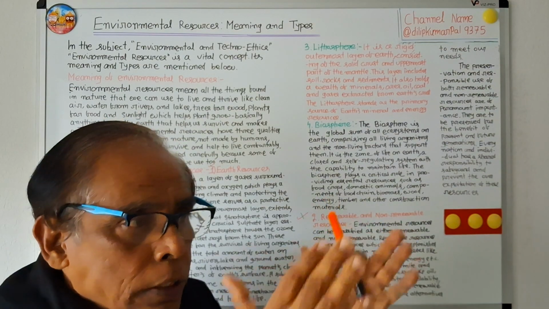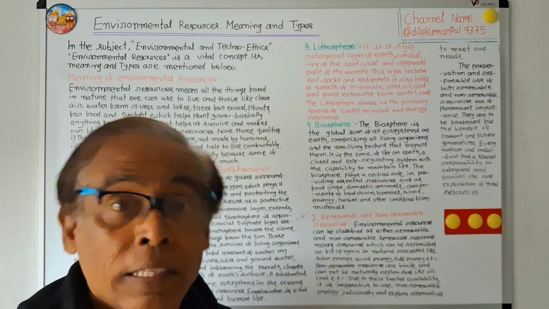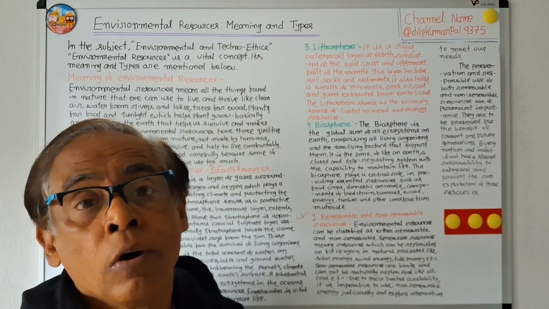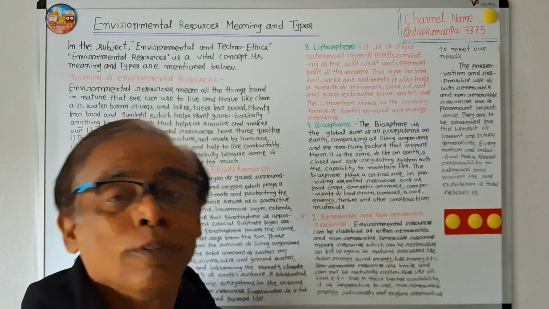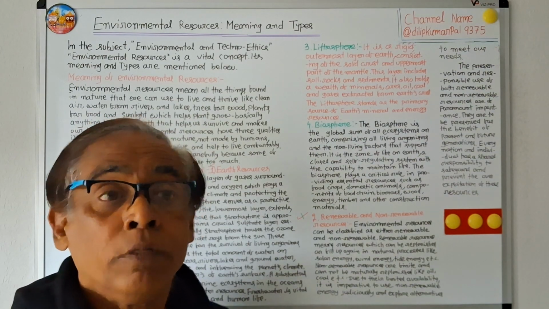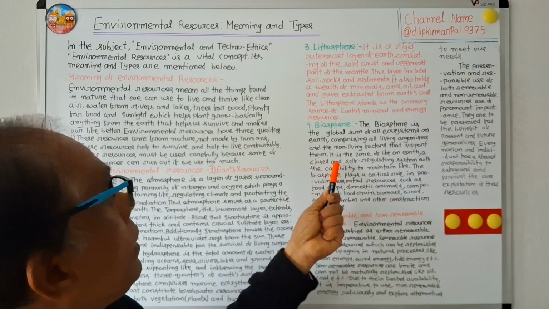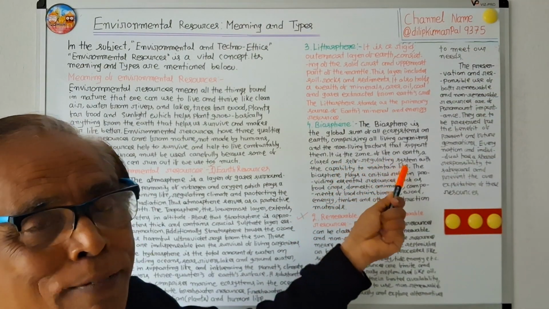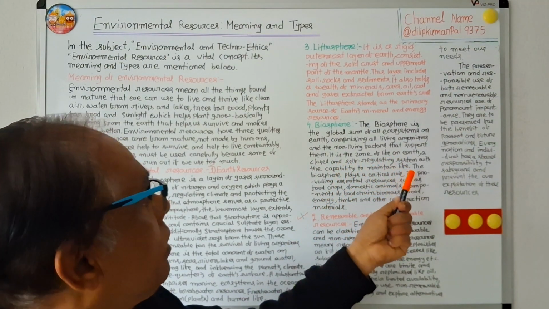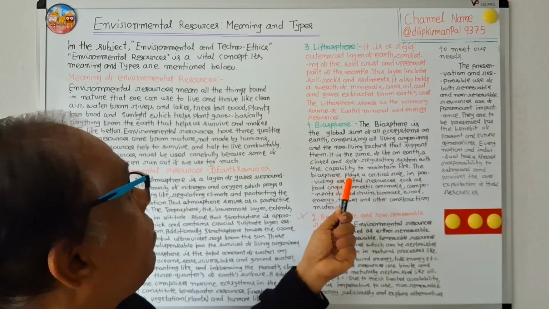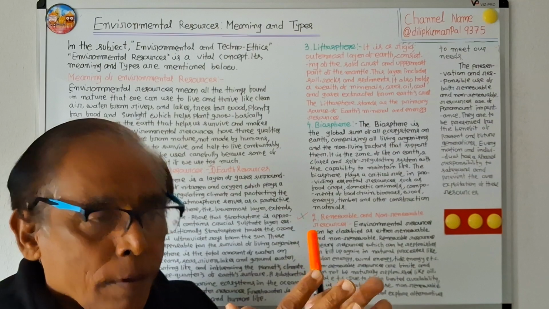So the biosphere consists of all living organisms on earth as well as non-living factors which help living organisms to survive. It is the zone of life on earth, a closed and self-regulating system with the capability to maintain life.